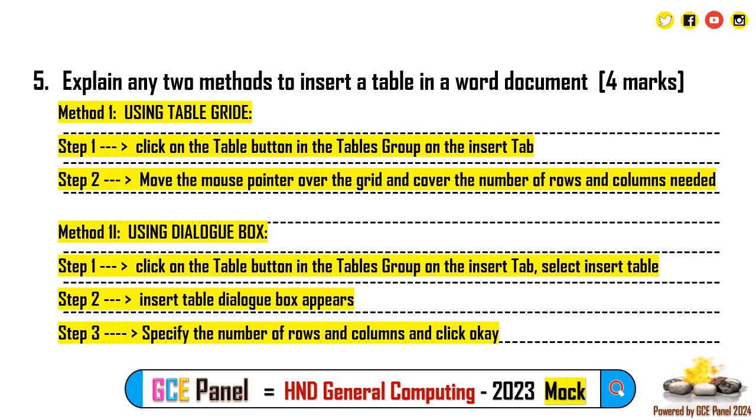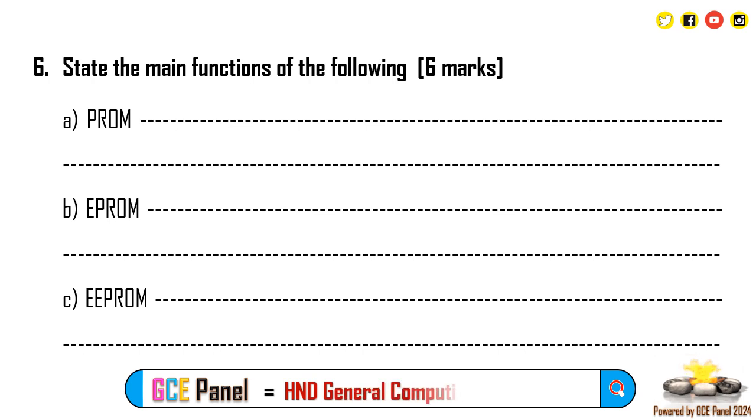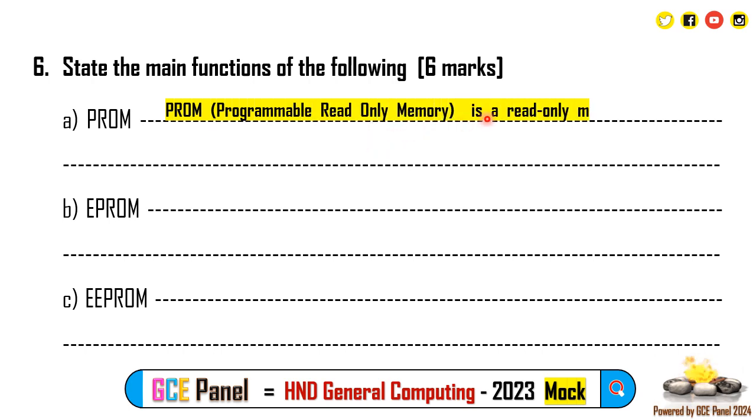Question 6. State the main functions of the following: PROM, EPROM, and EEPROM. Okay, so let's look at the first one. What does PROM stand for? PROM is programmable read-only memory. So it is programmable and is read-only. But with this one, the user can modify it only once. Once you have programmed it, you cannot modify it again. That's why you call it programmable read-only memory.